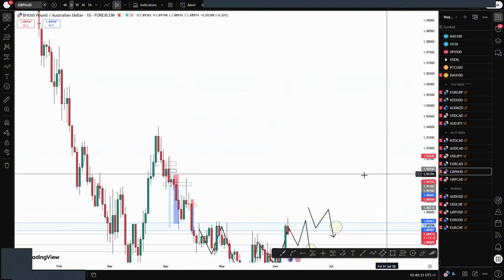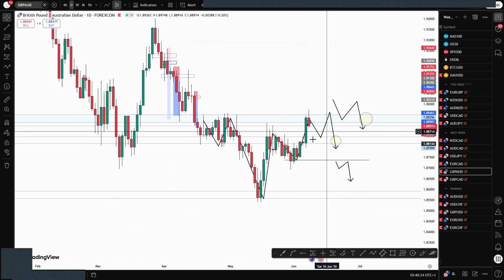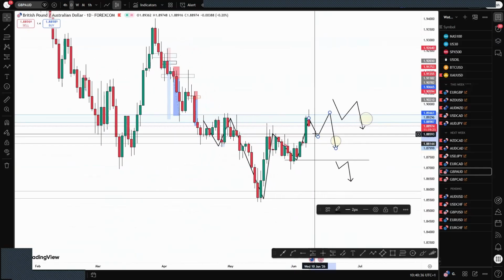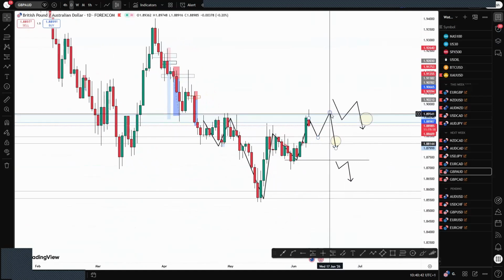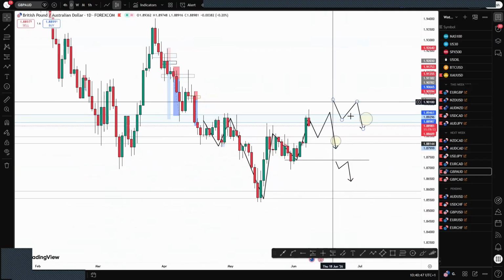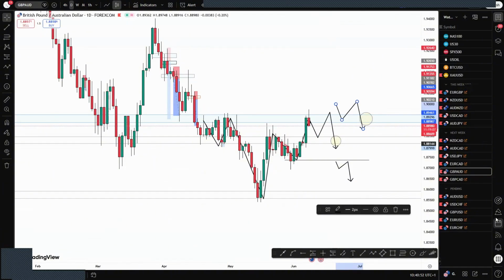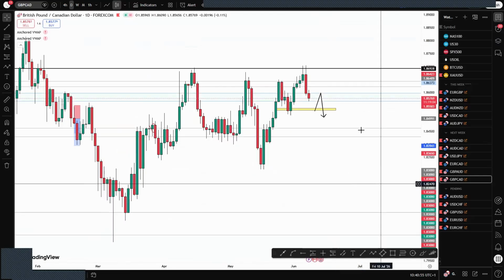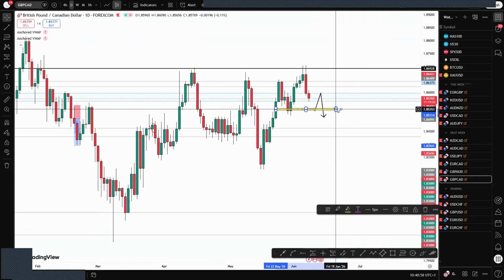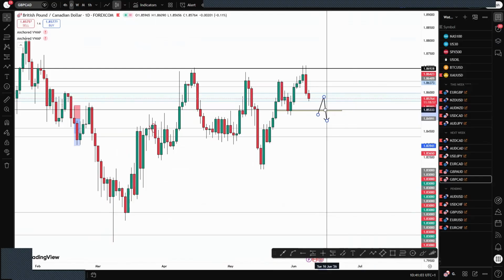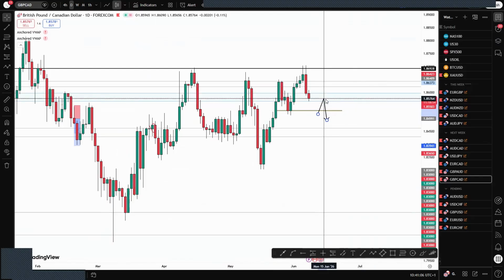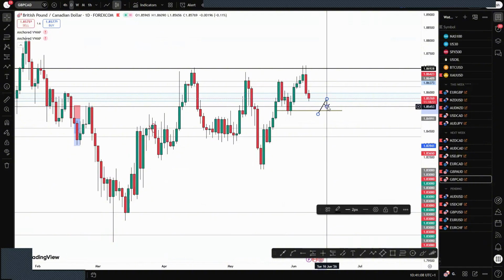GBP AUD is having that first rejection, and I expect it to give me a new higher low, so we can have a higher high next. Or price breaks above and does the same thing, it's still fine. Then lastly, GBP AUD, I want to see price breaking below here, and then price retesting back at this point, and we can catch a sell.